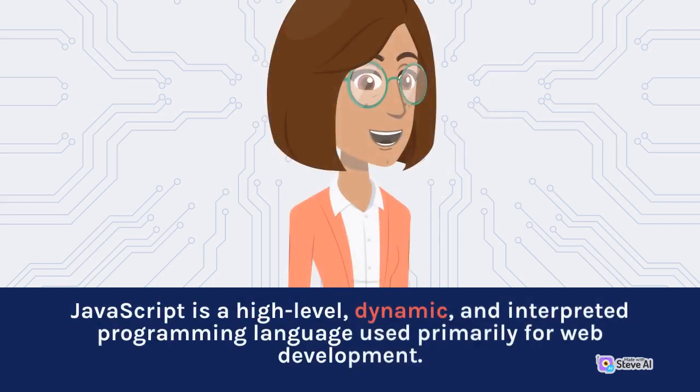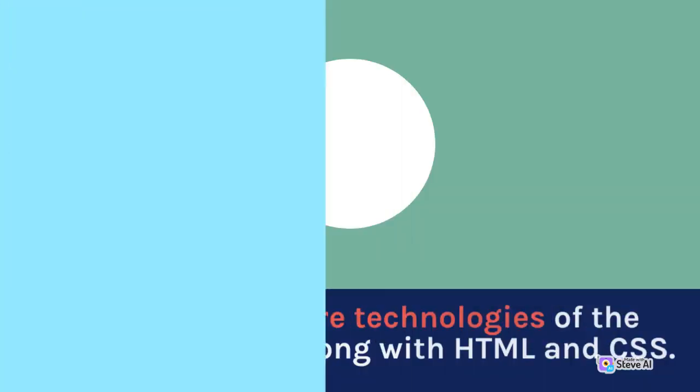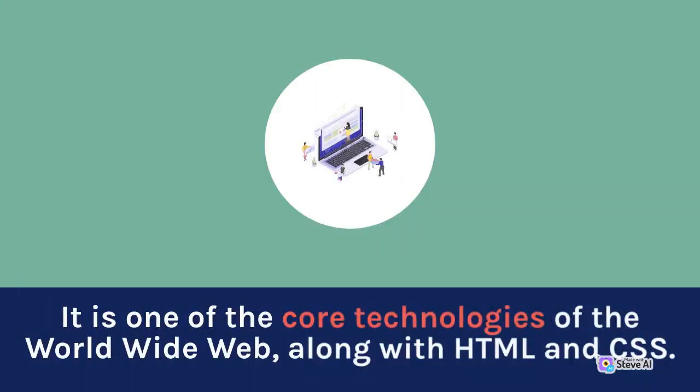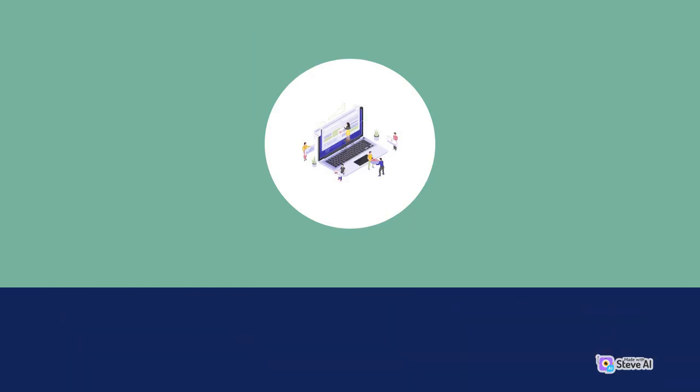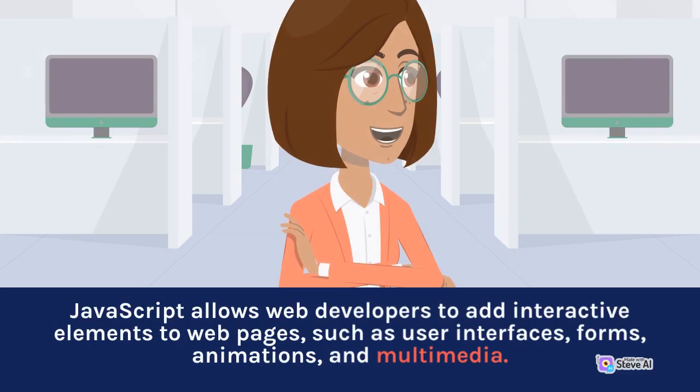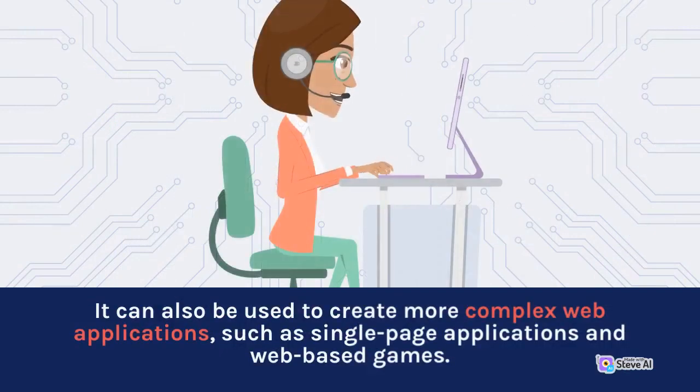JavaScript is a high-level, dynamic, and interpreted programming language used primarily for web development. It is one of the core technologies of the World Wide Web, along with HTML and CSS. JavaScript allows web developers to add interactive elements to web pages, such as user interfaces, forms, animations, and multimedia. It can also be used to create more complex web applications, such as single-page applications and web-based games.